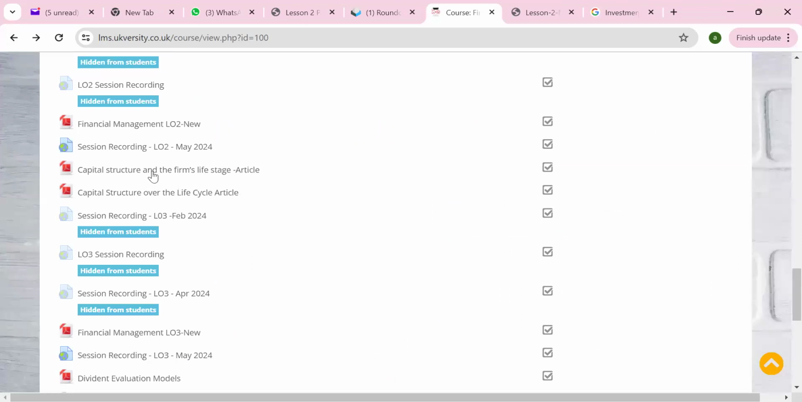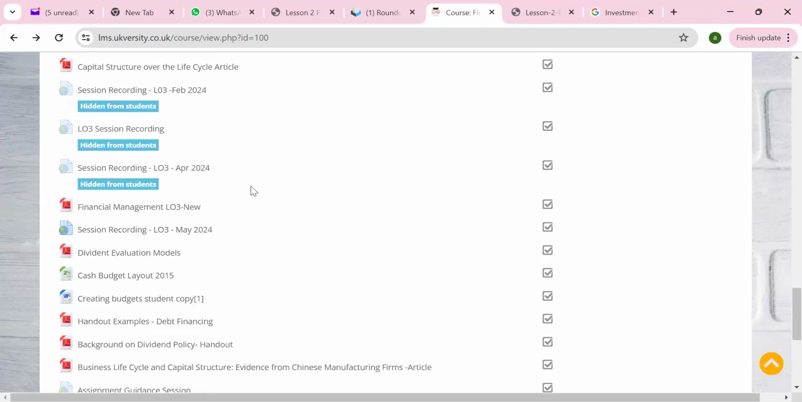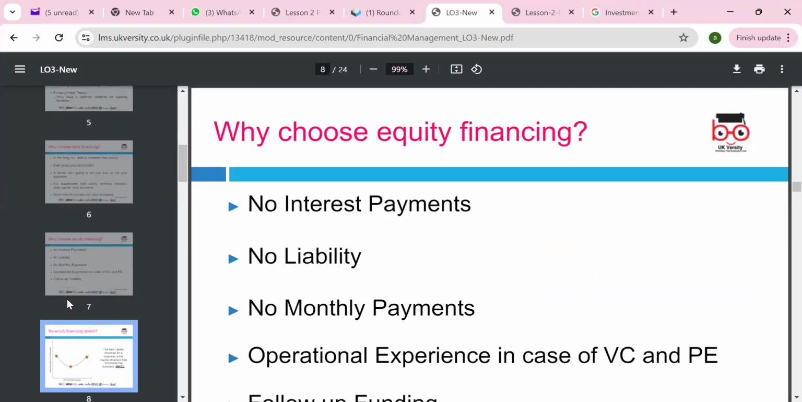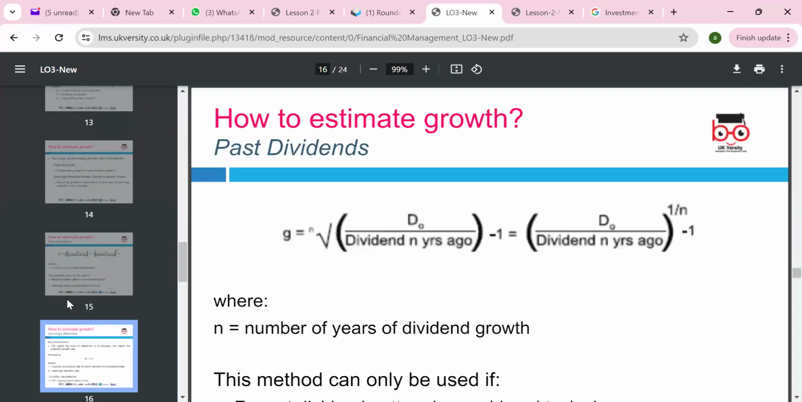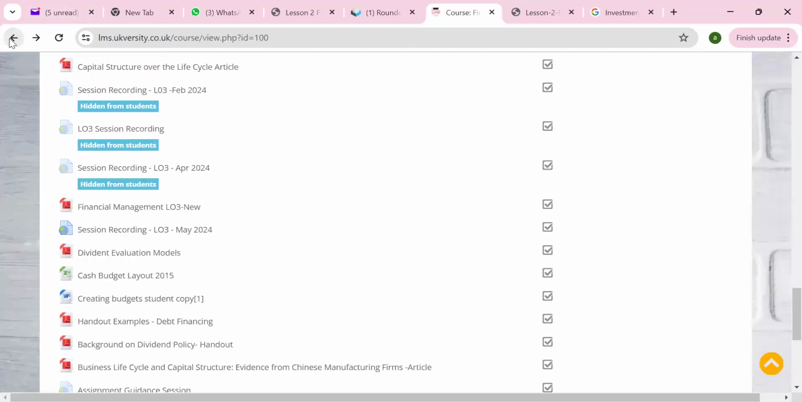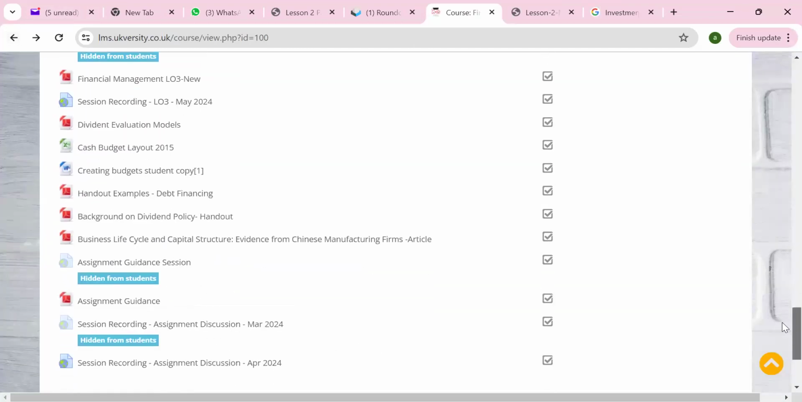Other than that, you have the capital structure of the firm and the separate extra support handouts as well. Then you have LO3, which is learning outcome three. You can look at the management of long-term finance, different sources of finance, debt and equity, the purpose, and a lot of examples there, as well as Kaplan, where you can find further examples. You have all the handouts: capital budgeting, dividends and all.